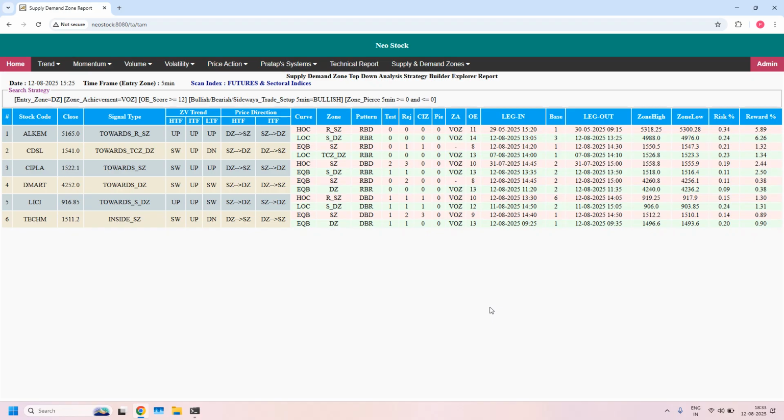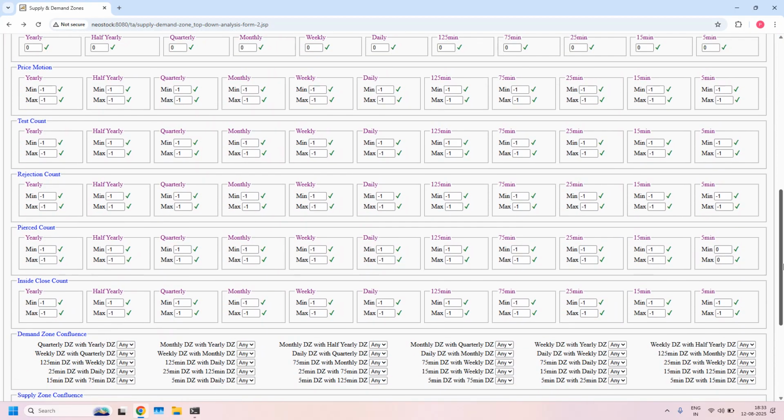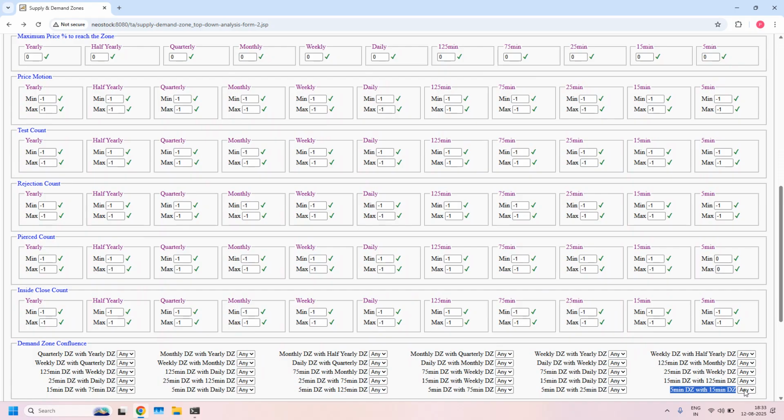Out of these 6, which are high probability trade setup zones? Different zone confluence strategies were learned in lesson 27. Let us apply zone confluence and EMA confluence strategies. First, LTF and ITF demand zone confluence. That is 5 minutes and 15 minutes demand zone confluence.